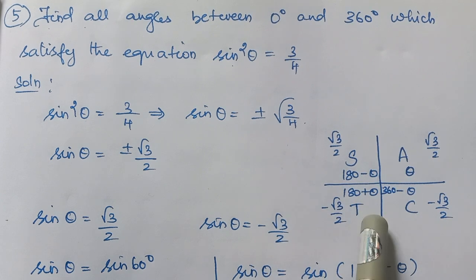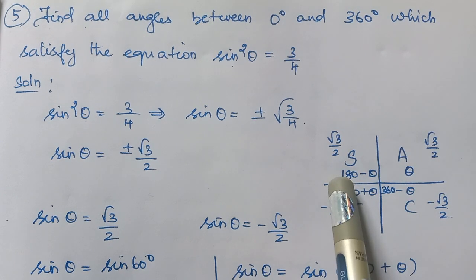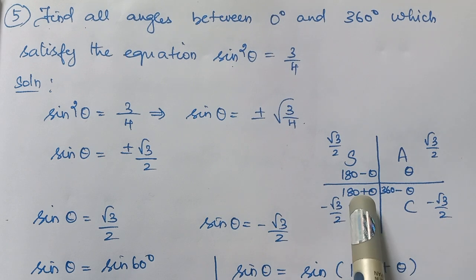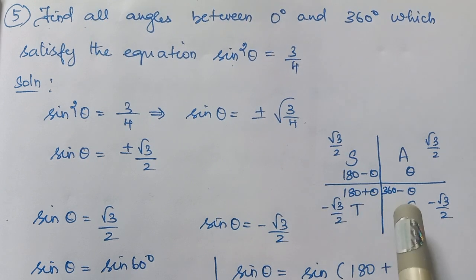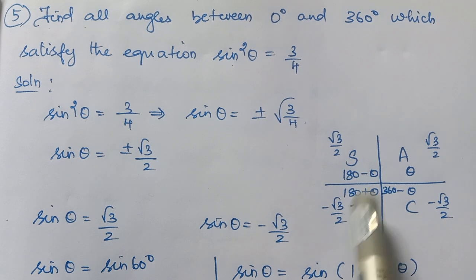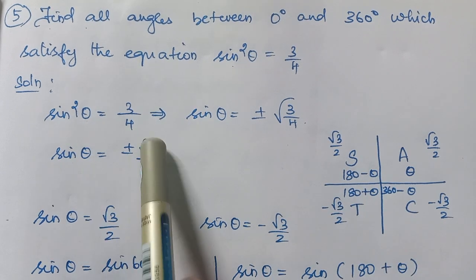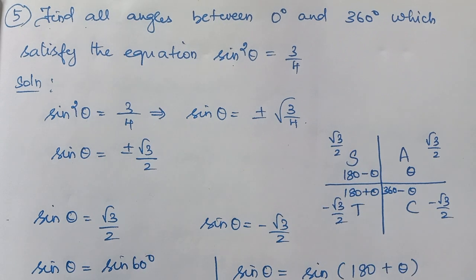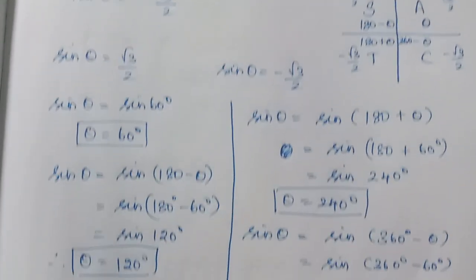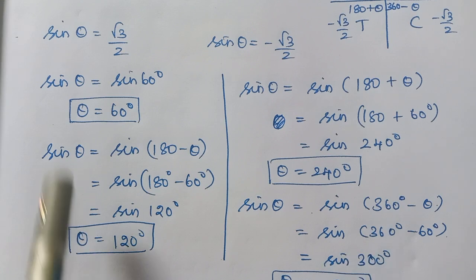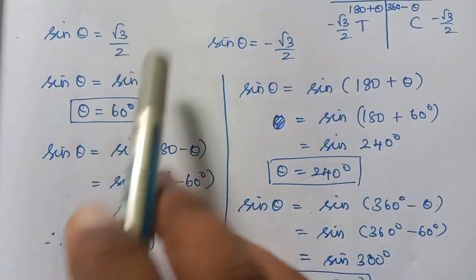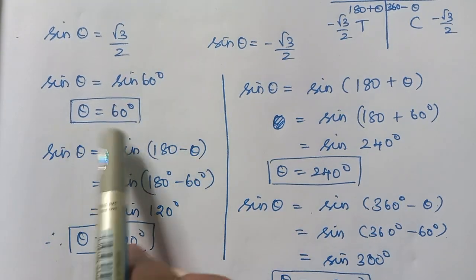So previously we learned this is theta, you can write this as 180 minus theta. This quadrant you can write it as 180 plus theta. This is minus theta or 360 minus theta. So first you find the theta. Theta already we have found, which is root 3 by 2. Substitute it here, you will get the answer. So see here, theta is 60. Root 3 by 2 comes in sine 60, first quadrant. So theta is equal to 60.